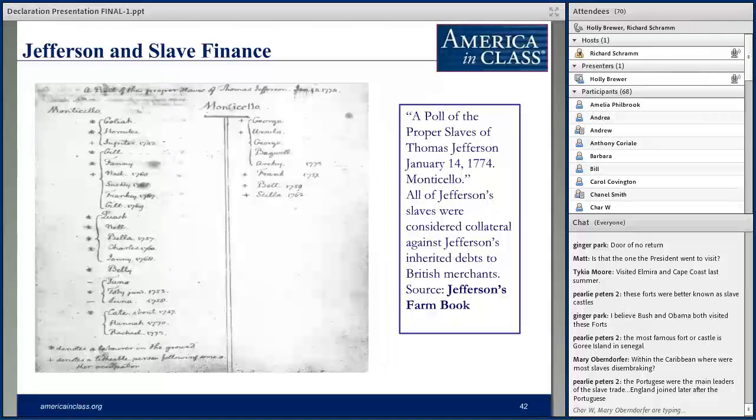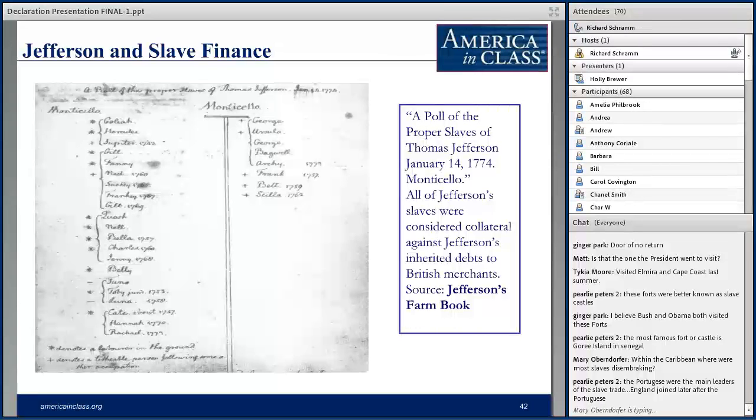It's something he kept in his own handwriting. You see this handwriting here, and it says January 14, 1774, the poll of the proper slaves is Thomas Jefferson. These are the slaves which he inherited, some of them from his father and mother, who is administrator of the estate, in 1767. These are the ones at Monticello, and you can see their names. The little marks indicate whether they're field workers or something else, and the ones without marks are children.